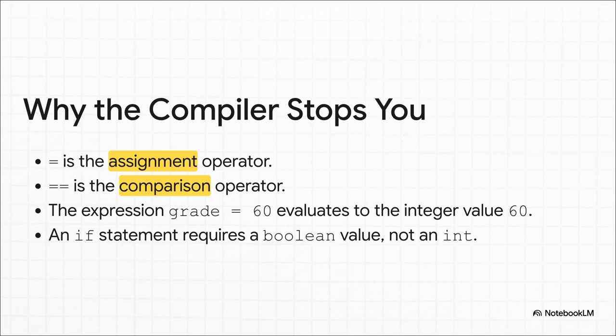Double equals, that's your comparison operator. It asks a question: are these two things equal? And it gives you back a Boolean, true or false. But the single equals, that's the assignment operator. It does something. The expression grade = 60 first assigns the number 60 to the grade variable, and then the entire expression evaluates to the value that was assigned, the integer 60. An if statement needs a Boolean. It needs a true or false. It has no idea what to do with the number 60, so the compiler just throws its hands up and says, nope, type mismatch error.